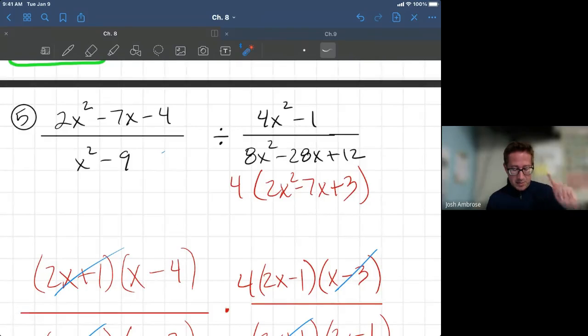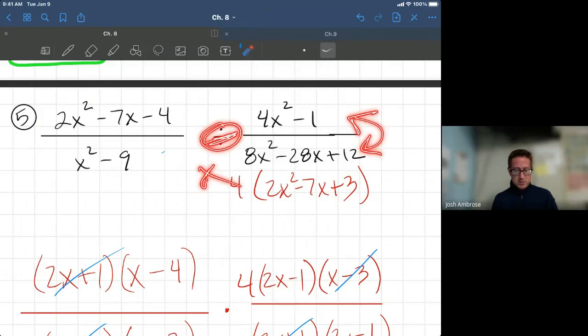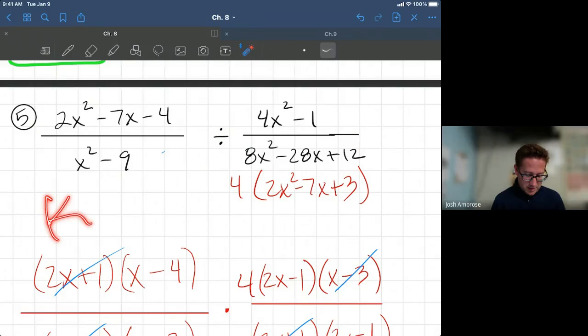Step 1 is you're going to actually want to KFC this whole thing. Keep it, flip it, and take this and change it to multiplication. Remember that, KFC, keep, flip, change, as long as they gave you division to start with. So do that at the beginning. Take care of that and turn it into a multiplication problem. Then proceed and start to simplify.